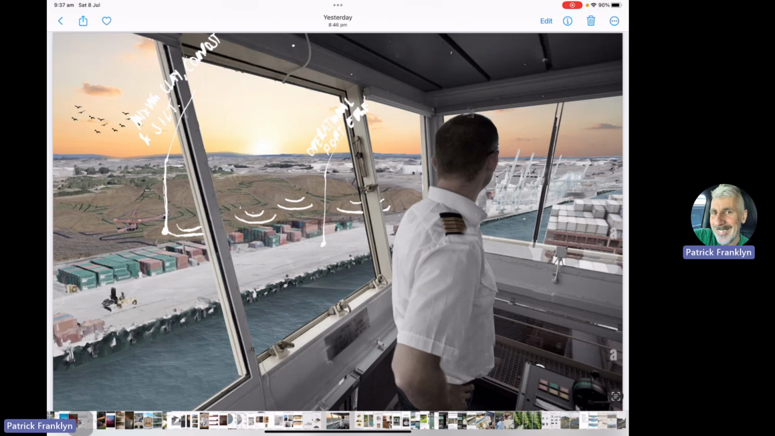This is always an excellent photo montage. Again, we've got this idea of the person in it. We see the back of them.